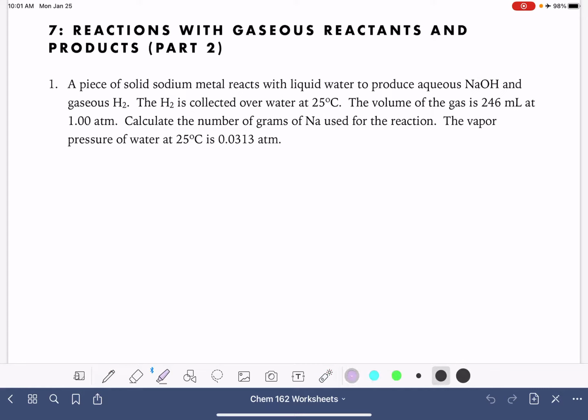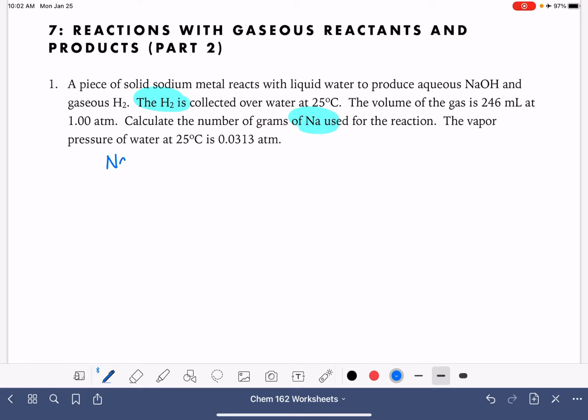So the first thing that I want you to notice when you're looking at a problem like this is that we are given a lot of information about hydrogen gas, and we are being asked to use that information to calculate something about sodium metal. Whenever you're being given information about one molecule and asked to calculate something about a different molecule, that's always your hint that you are doing a stoichiometry problem. And stoichiometry problems always require you to have a balanced chemical equation. So step one is going to be to write a balanced equation.